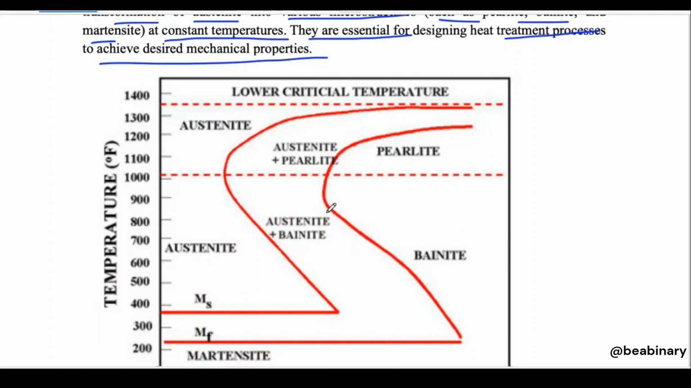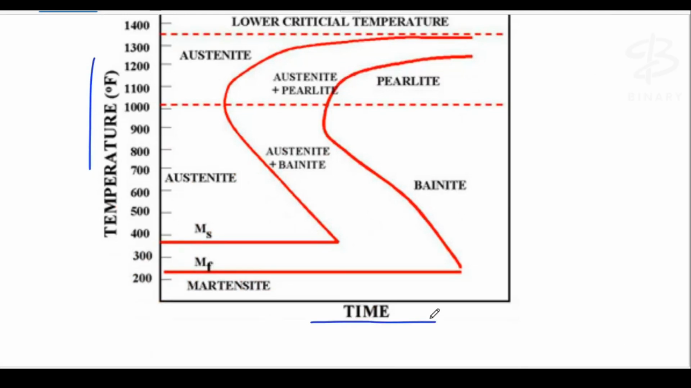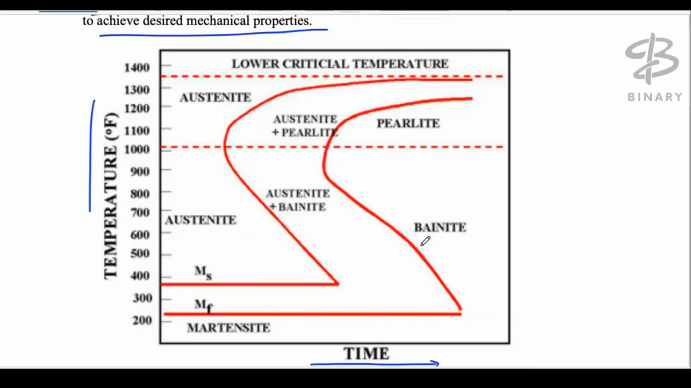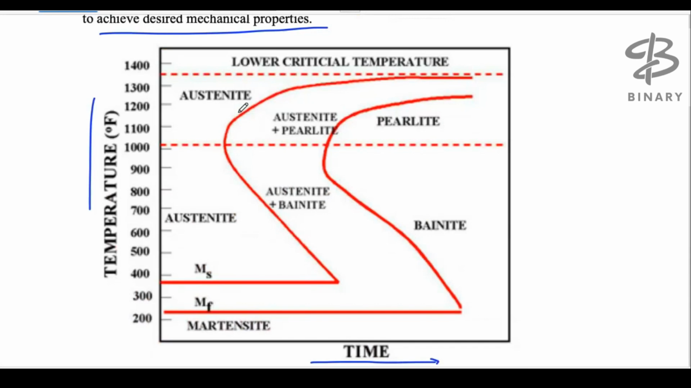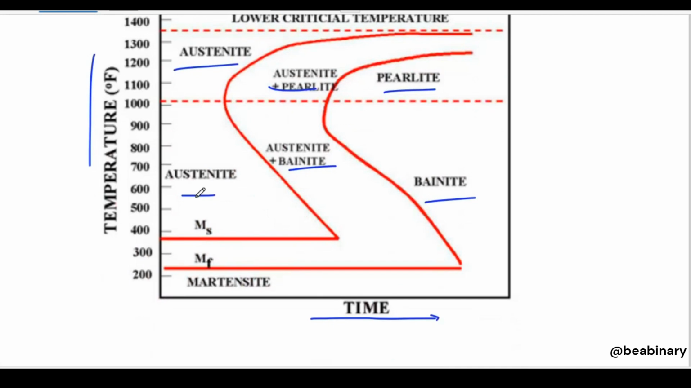Here's the diagram. Here you can see temperature on the y-axis, and on the x-axis we have time. So we can see how at different temperatures and different times we have different crystal structures of iron carbon and steel. Here you can see austenite, here austenite plus bainite, here austenite plus pearlite, here complete pearlite, here only bainite, depending on at what temperature and at what time you are.